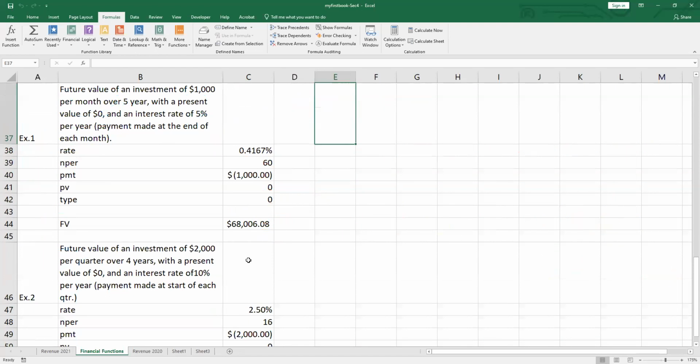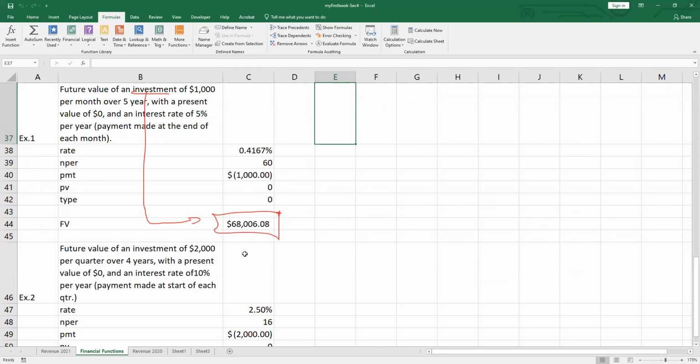When you calculate for the FV, you can see that the future value is the investment. For sure, when you invest, you get more money. That's why the future value is a positive value, because at the end of the contract, you receive the money.